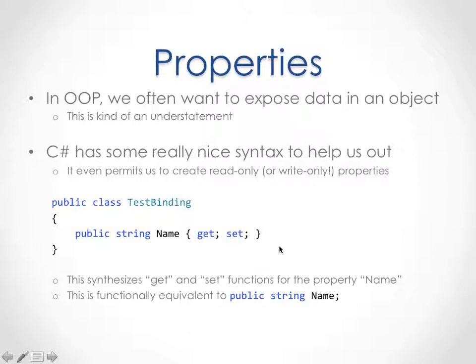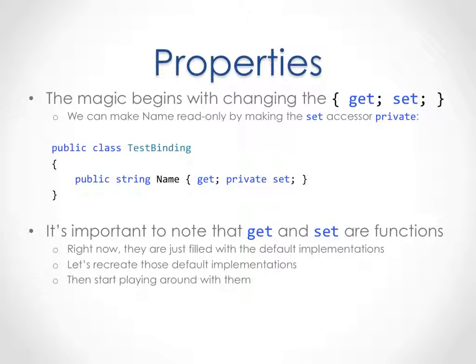So this code synthesizes get and set functions for the property name. That's a fancy way of saying that when we do this, it makes default functions for the equals sign for set and default functions for the equals sign on the left-hand side for get. It's functionally equivalent to just saying public string name. But we can change it up a bit. We can say something like public string name, and then inside the curly braces, get private set. And what this means is nobody can assign to .name, but everybody can read from .name, because that setter function is now private. This is a C-sharp syntax thing that you'll see every now and then.